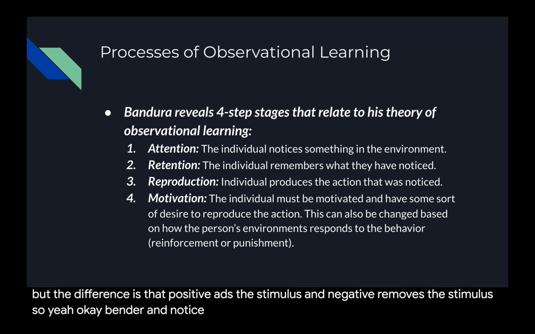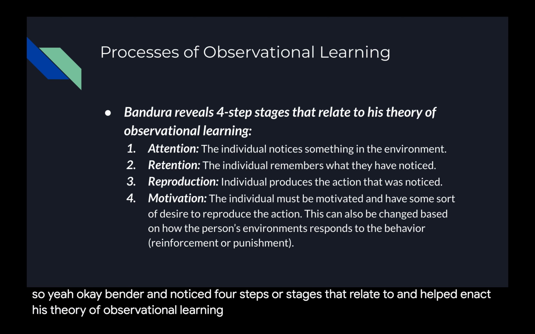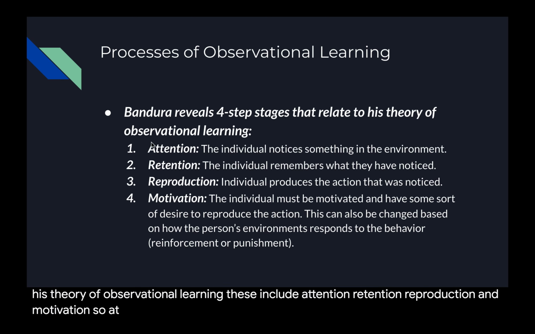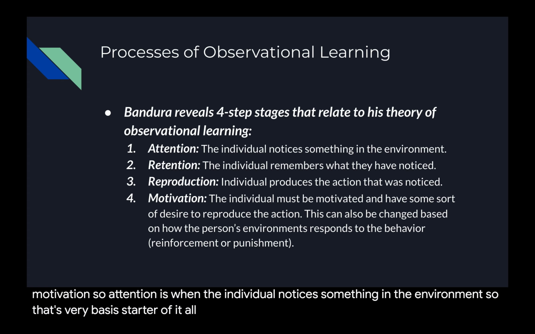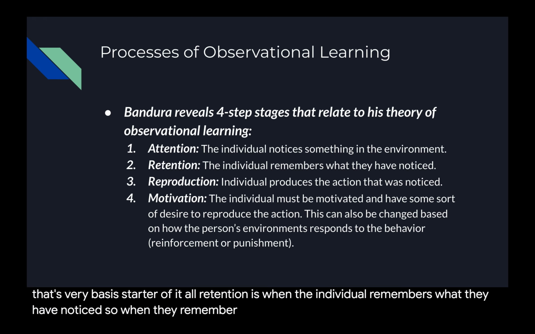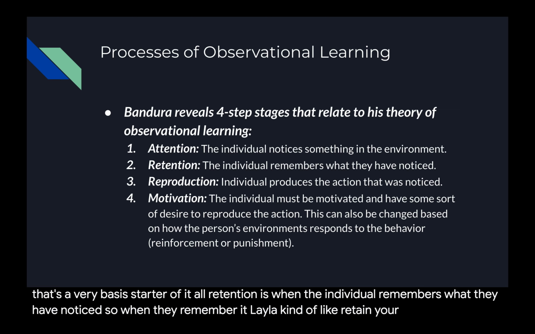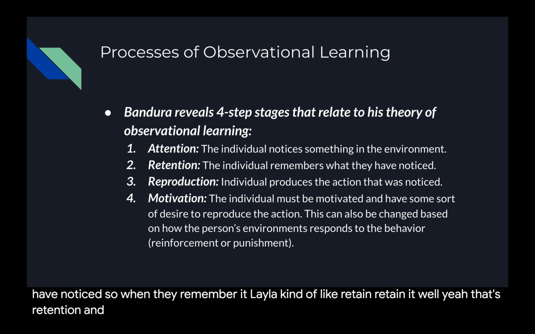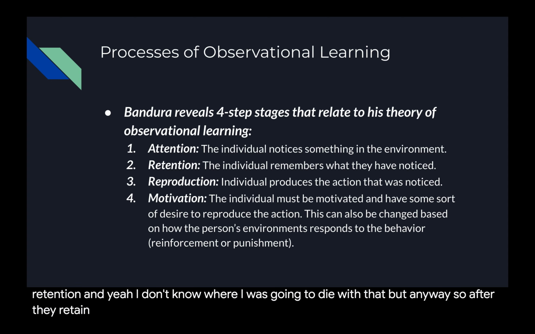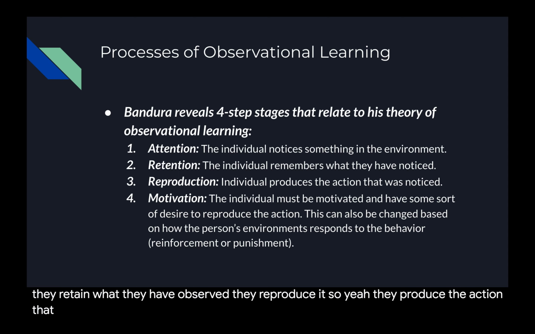So, Bandura noticed 4 steps or stages that relate to and help enact his theory of observational learning. These include attention, retention, reproduction, and motivation. So, attention is when the individual notices something in the environment, so that's a very basic starter of it all. Retention is when the individual remembers what they have noticed. So, when they remember it, they kind of retain it. So after they retain what they have observed, they reproduce it. So they produce the action that they previously noticed.